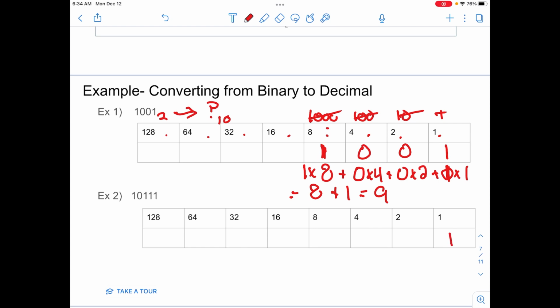Let's look at another example. So let's write it underneath. Okay. So we have the 16 place value we include. We have 0 for our 8, so we don't need to write anything. We have a 4, 1 times 4, 1 times 2, and 1 times 1. So if we add all those up together, 16 and 4 and 2 and 1, we get 23. So the number 10111 in binary is equivalent to the number 23 in our base 10 number system.